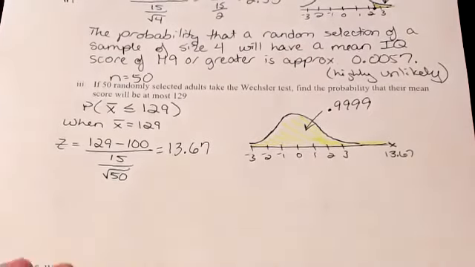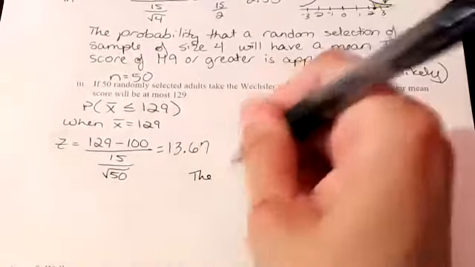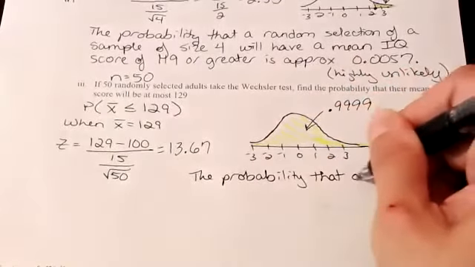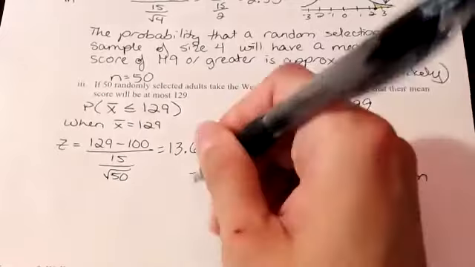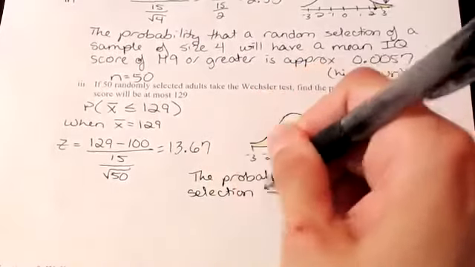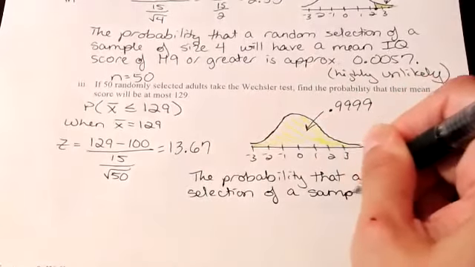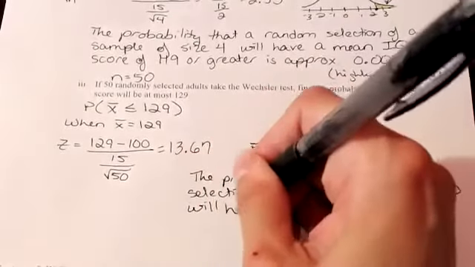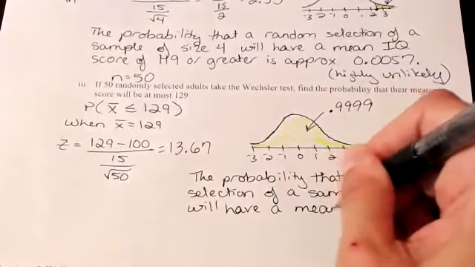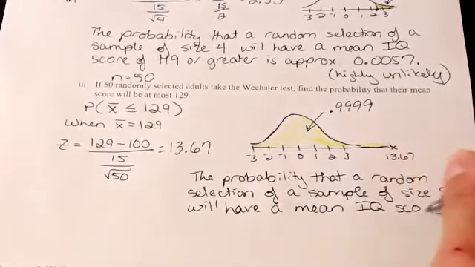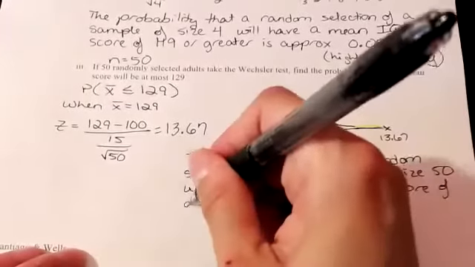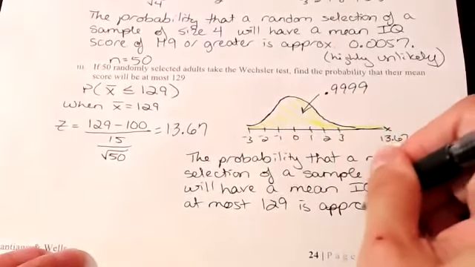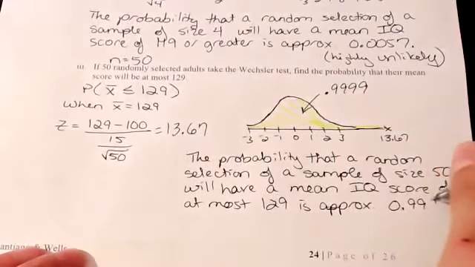So we can say the following. The probability that a random selection of a sample of size 50 will have a mean IQ score of at most 129 is approximately 0.9999.